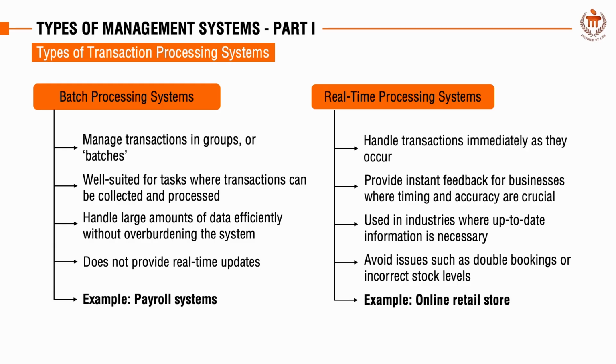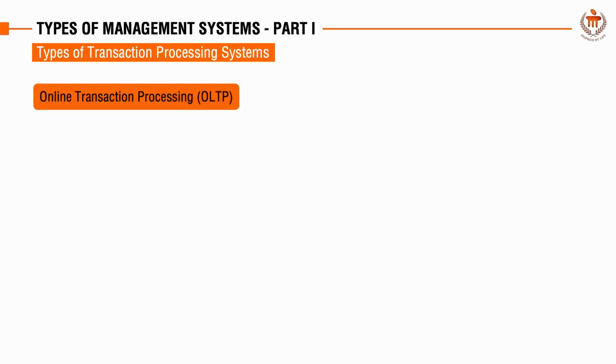Example, in an online retail store, when a customer makes a purchase, the payment is processed instantly, the inventory is updated in real time, and the customer receives an immediate order confirmation. Next, we shall go through the next type of TPS, online transaction processing.